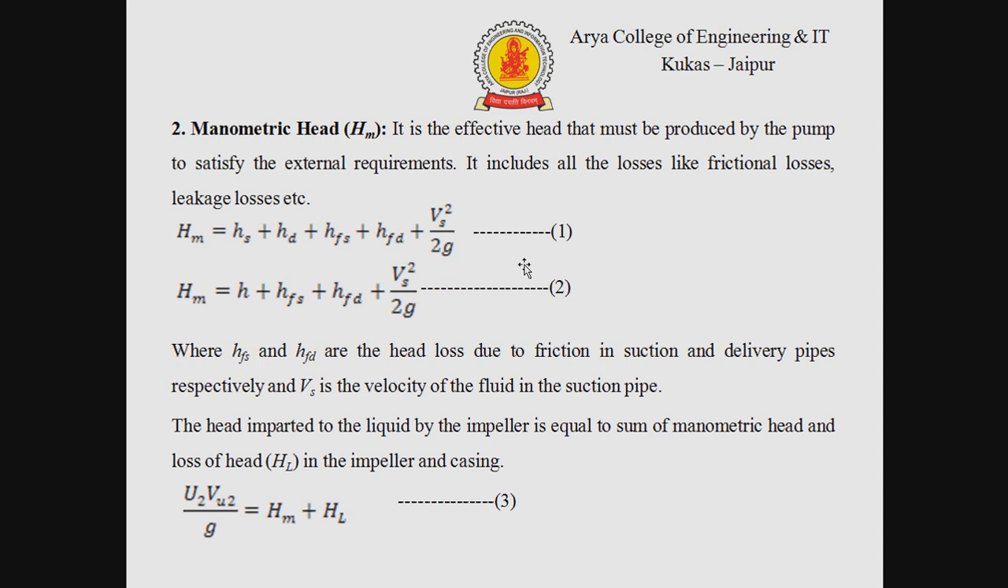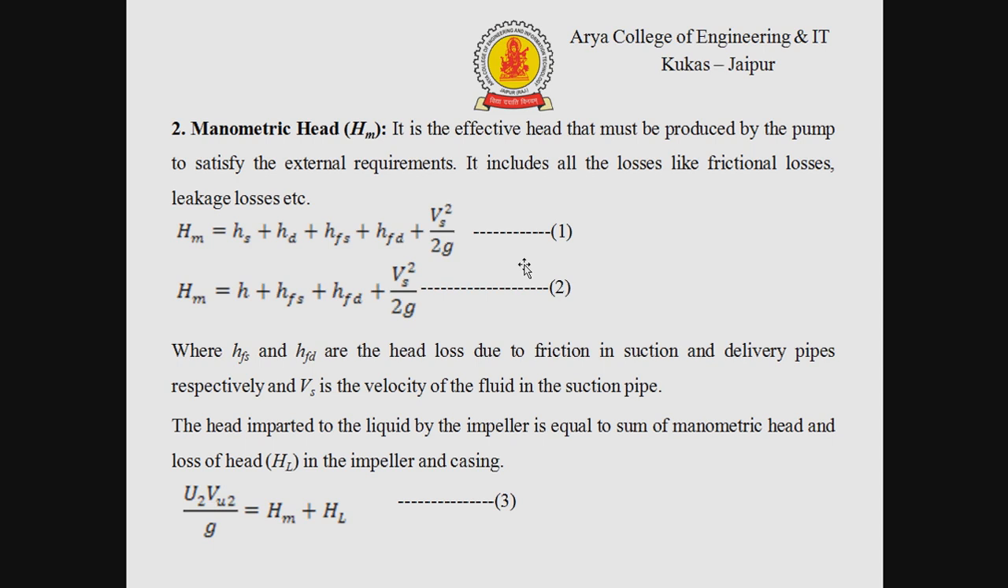Now, the second is the manometric head. It is the effective head that must be produced by the pump to meet the external requirements. It includes all the losses, like frictional losses, leakage losses, etc. The value of the manometric head is shown by equations 1 and 2, where HFS and HFD are the head loss due to friction in the suction and delivery pipes respectively, and Vs is the velocity of the fluid in the suction pipe.